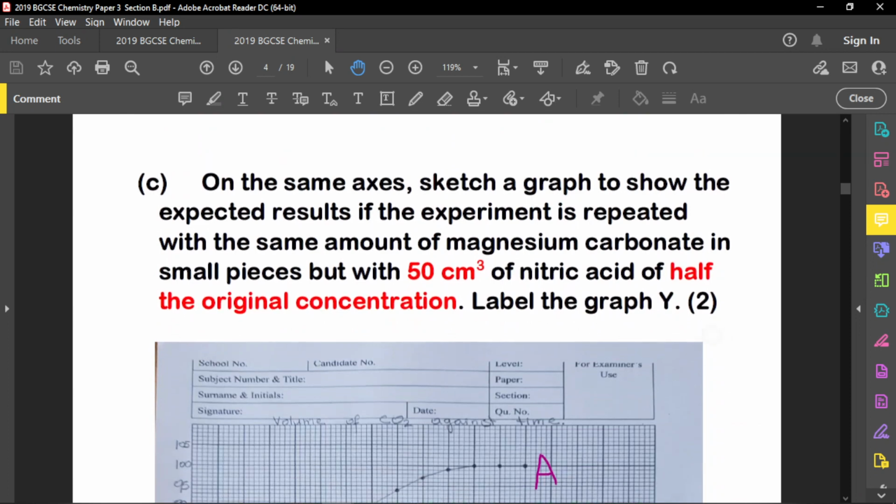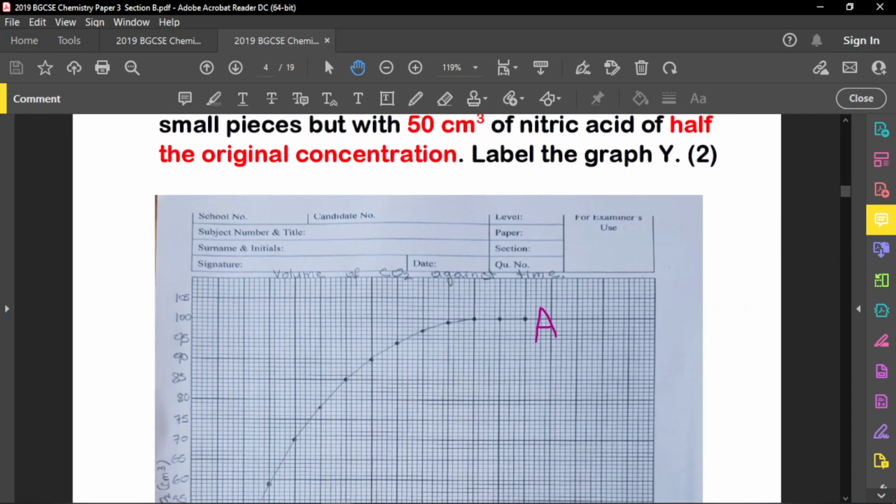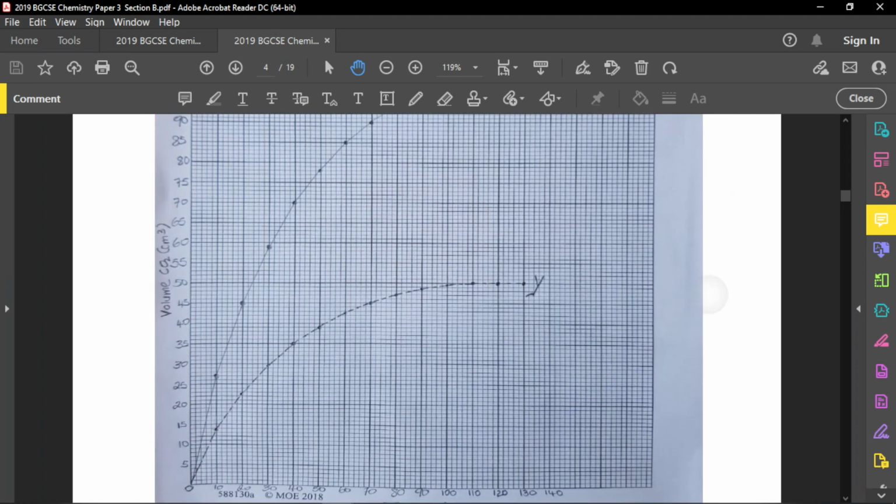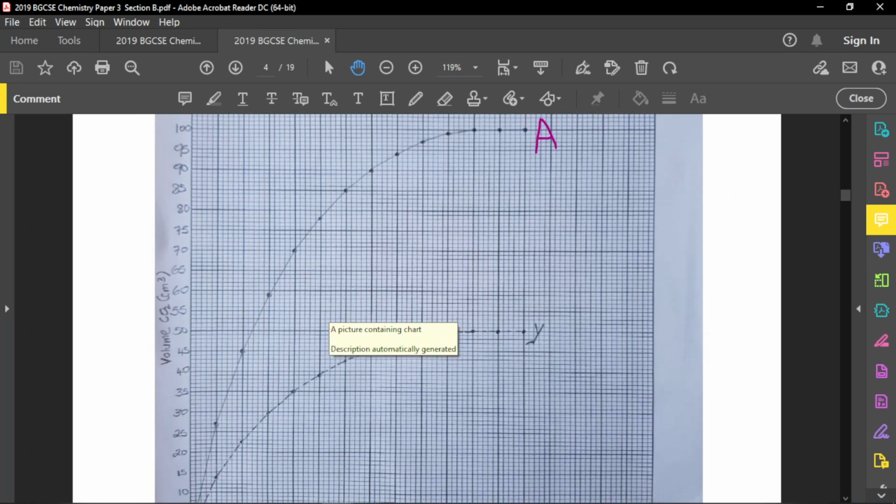All right, now for part C: on the same axes, sketch a graph to show the expected result if the experiment is repeated with the same amount of magnesium carbonate in small pieces, but 50 centimeters cubed of nitric acid at, as a matter of fact, half the original concentration. Label the graph Y. Just to make a note right here, if you use half the concentration, it means you have half the amount of particles within the acid itself. And so if you have half the amount of particles in the acid, then the graph should look almost exactly half of the original because the concentration is half.